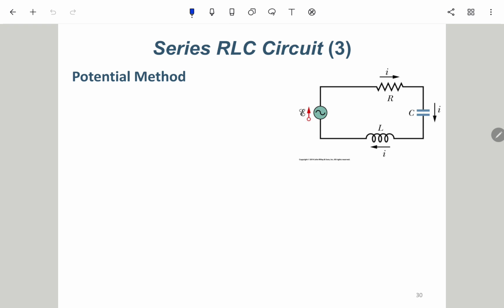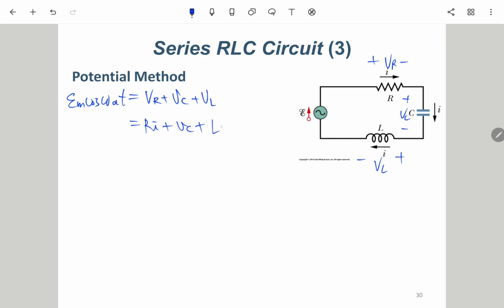So here we have this E, which is actually EM cosine of omega d t. So it will be equal to, this is VR, this is VC, this is VL. So it will be VR plus VC plus VL. And then we also assume that the whole current loop is I. So VR will be R times I, and VC is nothing but VC itself. And then VL will be L dI/dt.